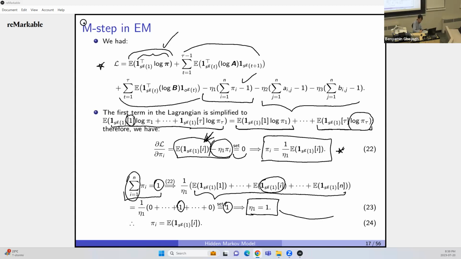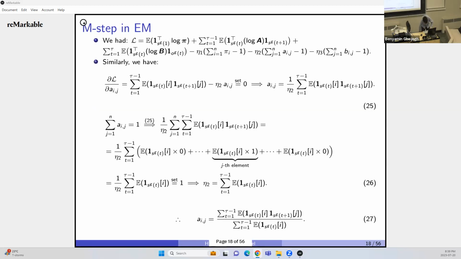Now I put eta 1 in equation 22. What does it give me? It gives me equation 24: pi I equals the expectation of 1 SG1 I. Now the other terms. This was the Lagrangian, do you remember?